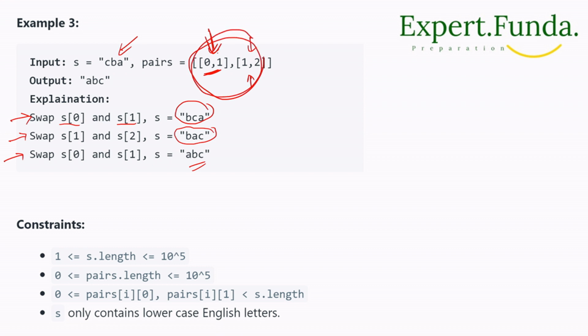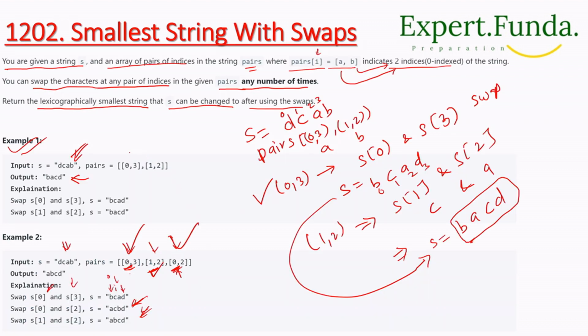So three examples you have seen, in which we moved directly and found the lexicographically smallest string, and then we are done. The second example we have seen, in which we are using the given pairs, but we can take any order of the pair. So first we have taken this one, second we have taken this one, and the last we have taken this one, right? So we can take any order at any time.